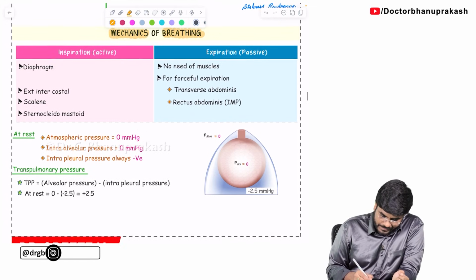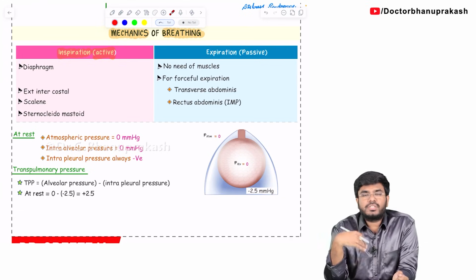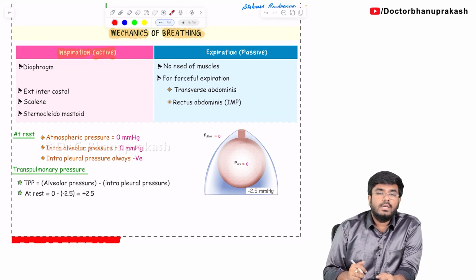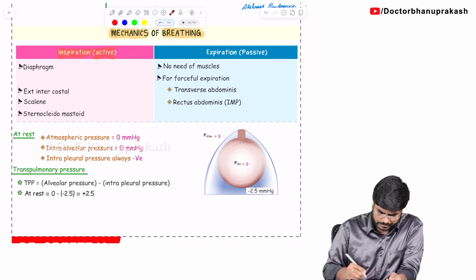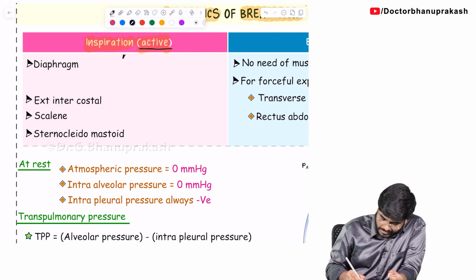See, inspiration is an active process. Why am I saying it is an active process? Because if you want to do the inspiration, you have to contract certain muscles in order to take the air into the lungs. If you want to contract the muscles, definitely you have to use energy. So inspiration is active because you need to do muscle contraction.